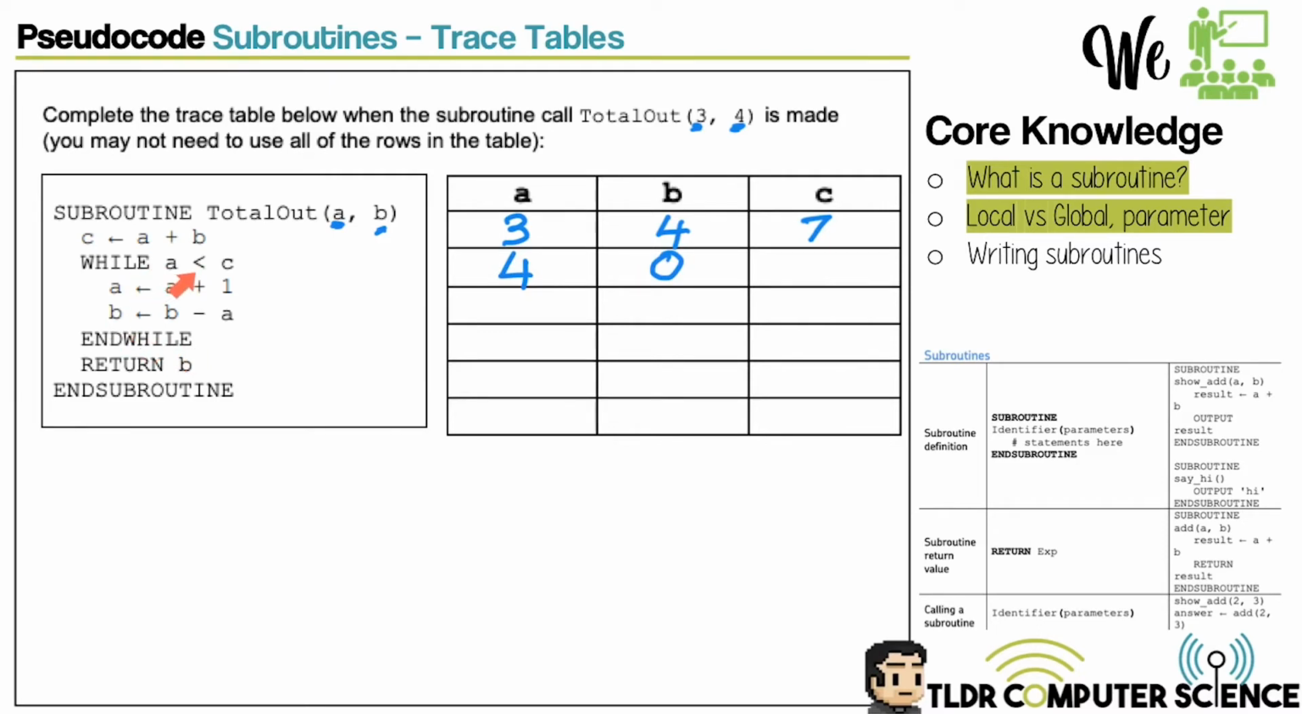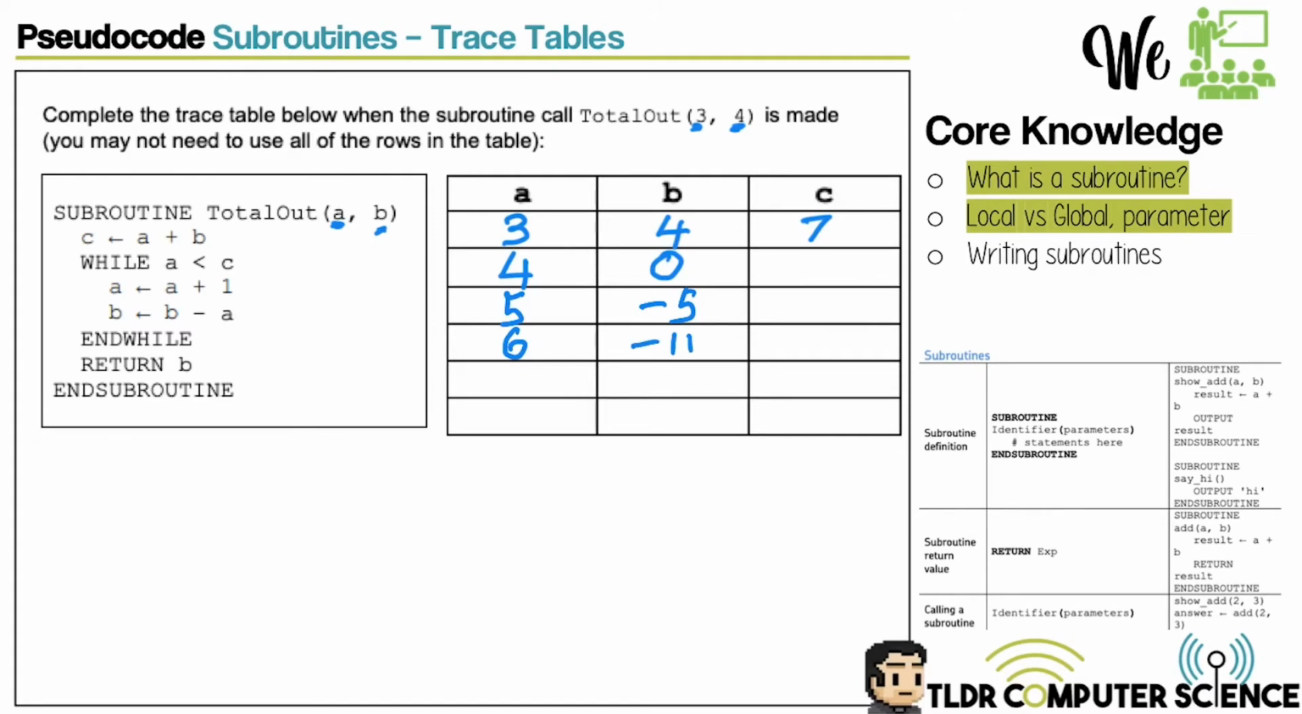And it's saying, well, A is less than C. A is 4. C is 7. So it's still less than. A is A plus 1. So that becomes 5. B is B minus A. Well, A is now 5, so 0 minus 5 is minus 5. C hasn't changed, while A is less than C. A is 5, C is 7, so it's still true. So it's A plus 1, so that's 6. B is B minus A, so it was minus 5, but then we're minusing 6 from that, so that's minus 11. C stands as 7 still.